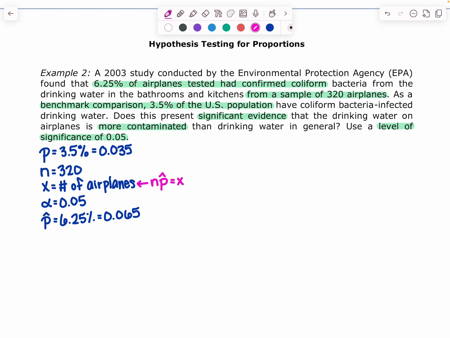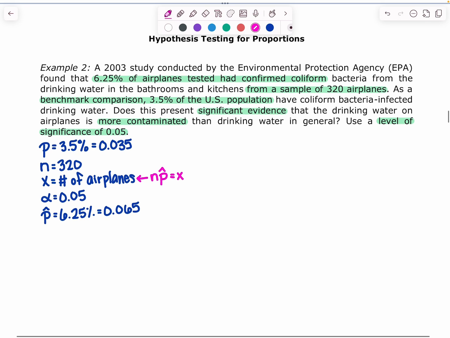We don't need to do that right now, but there are some cases where you need to know X and not P hat, just depending on what type of software you're using to help you with potential calculations. Some software will let you plug in P hat, some software will only let you plug in X. So if you know P hat and you don't know X, multiply N and P hat and it will tell you what X is. But let's get into this hypothesis test.